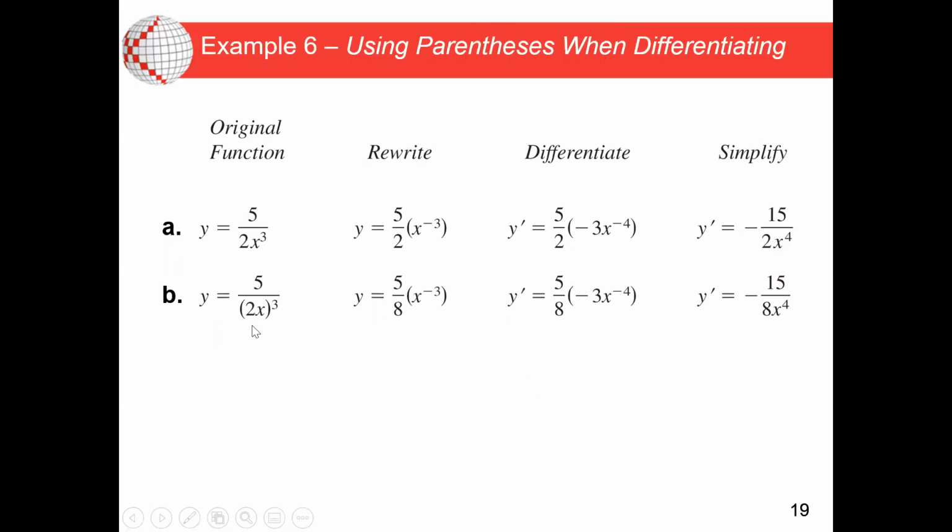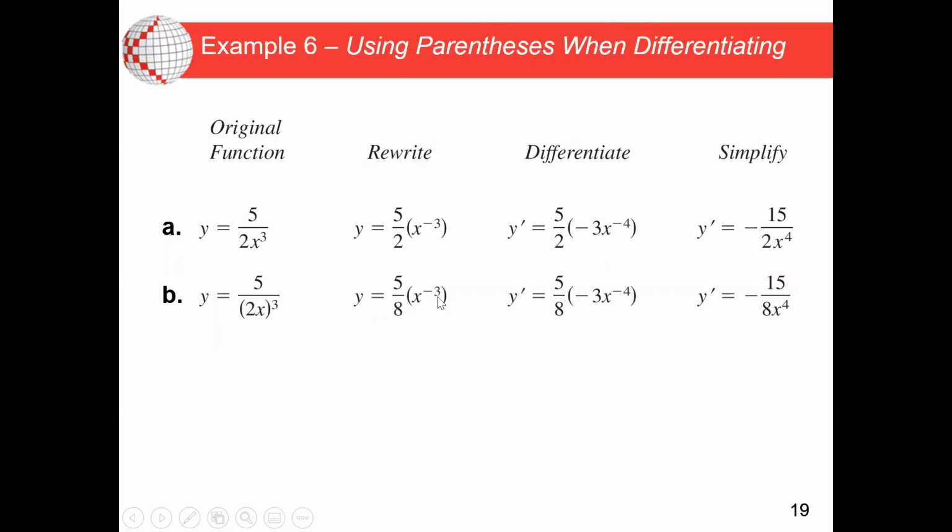Now let's try the second question. Now there's a trick here. 5 over (2x) to the power 3. Remember, the power 3 also affects the 2. So we can rewrite this as 2 to the power 3, which will give me 8. So I'll have 5 over 8. Then we have x to the power negative 3. Why? Because x is in the denominator. So we take it up, we change the positive to negative.